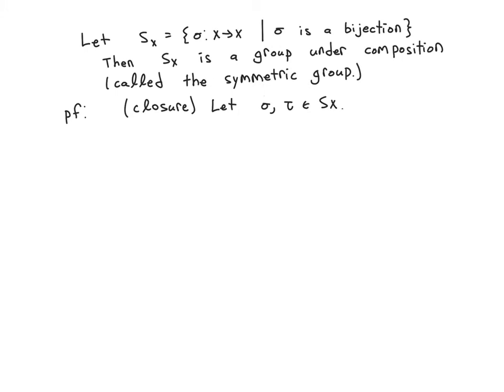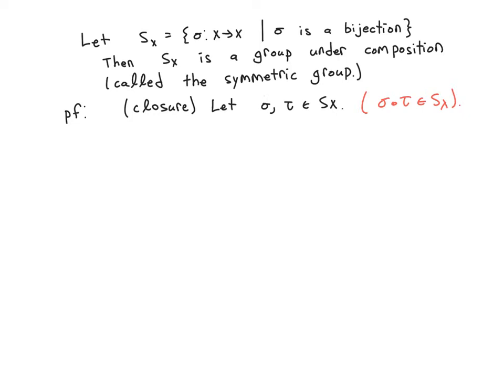Alright, so this was the claim we had. The symmetric group is the set of all bijections from a fixed set to itself. And we claimed it's a group under composition. And one of the first properties we needed was closure. So what do we want to show? Given any two permutations, we want to show their composition is also a permutation.